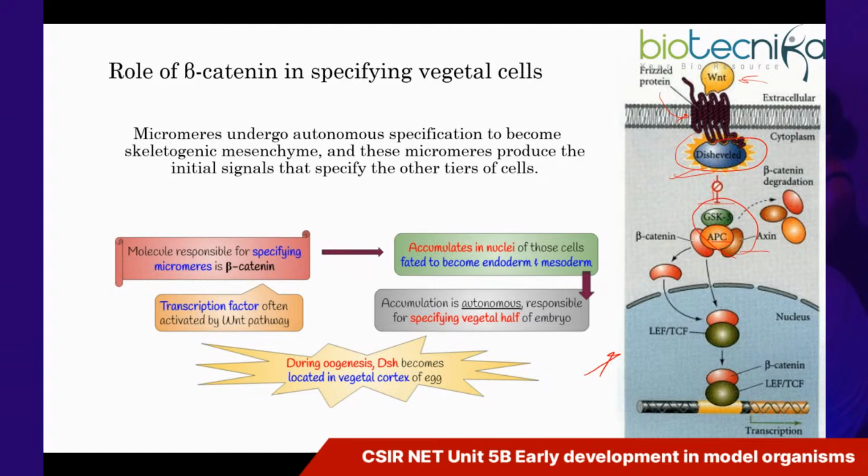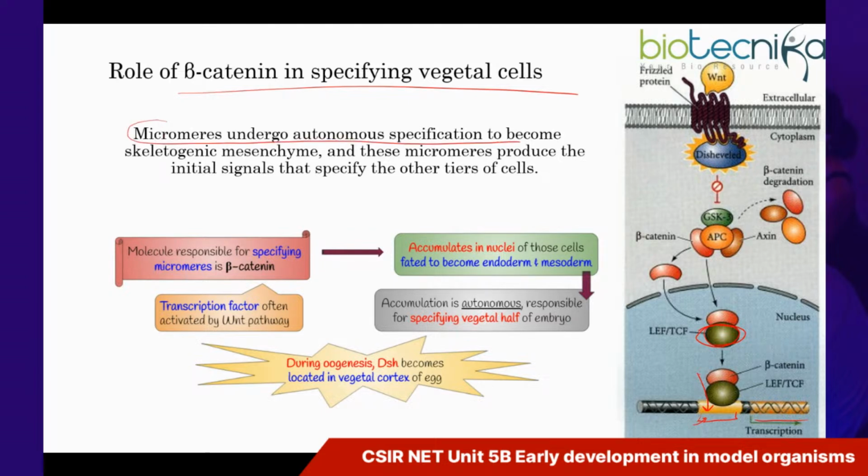So if that complex was forming, then beta-catenin would have been degraded. But because this complex is inhibited, beta-catenin is free. It is free to enter the nucleus. It binds with other transcription factors and it will associate with the regulatory region of the gene. So beta-catenin specifies the vegetal cells.